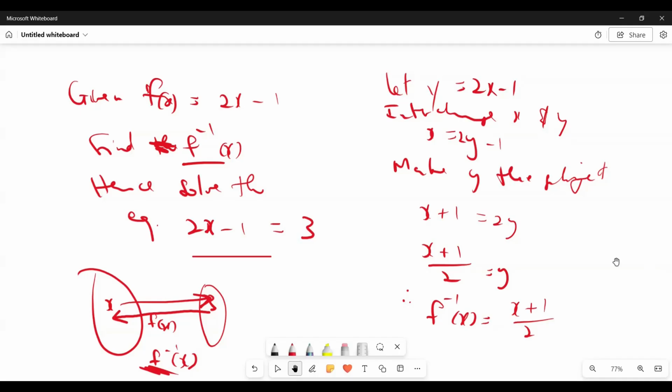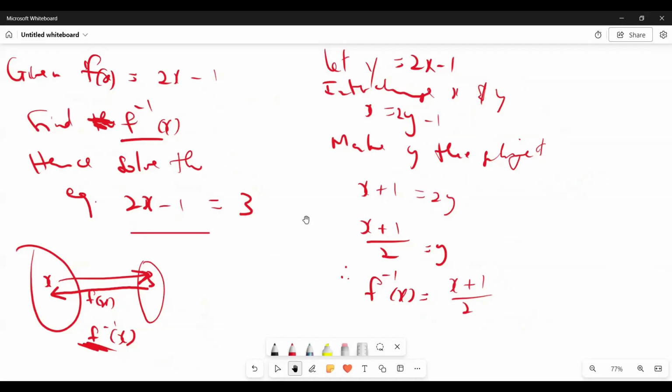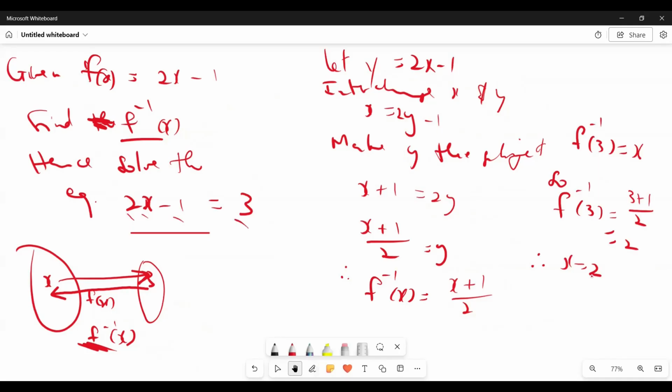So now we want to solve the equation 2x minus 1 equal to 3. So what we'll do, we wouldn't do this the usual way. We're going to put 3 inside the inverse and it will take us to x. So f inverse 3 will be equal to x. So f inverse 3 is equal to what? 3 plus 1 over 2, which is 2. Therefore, x equal to 2, and see if it's not true. 2 multiplied by 2 minus 1 gives you 3. See?